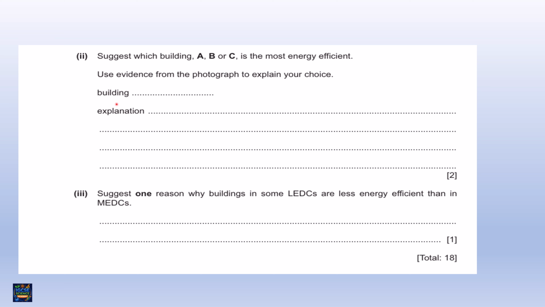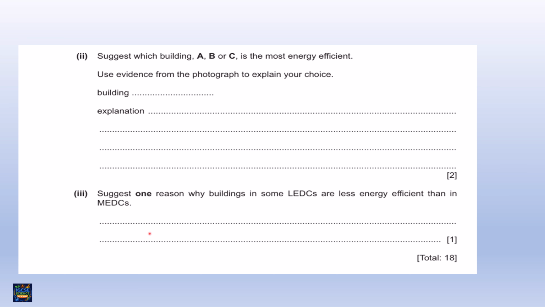Part 2 suggests which building A, B or C is the most energy efficient. Use evidence from the photograph to explain your choice. Here you need to write the answer from that given diagram. First you need to choose the building, then you need to write the explanation. This carries only 2 marks.